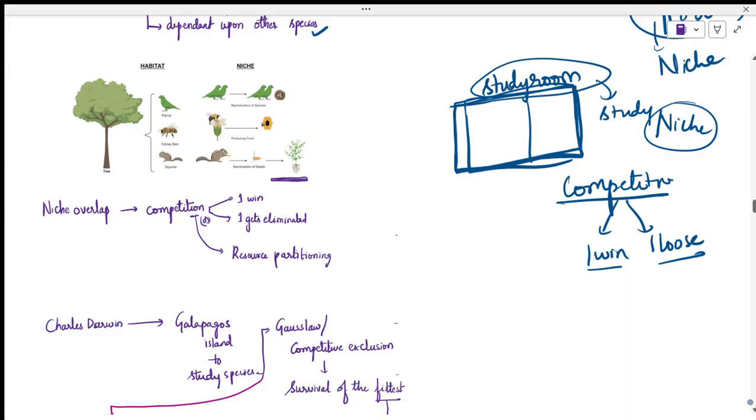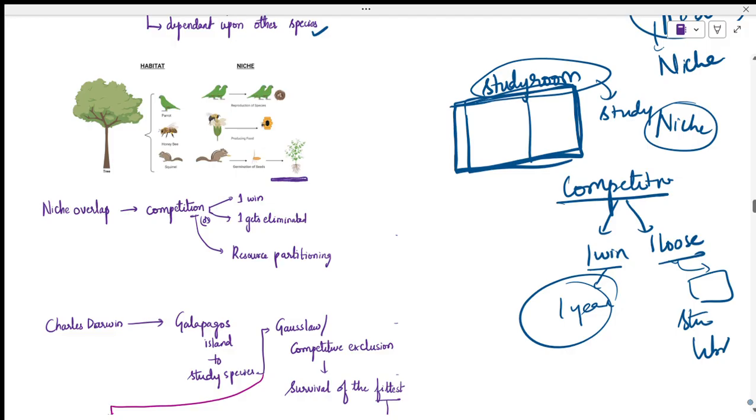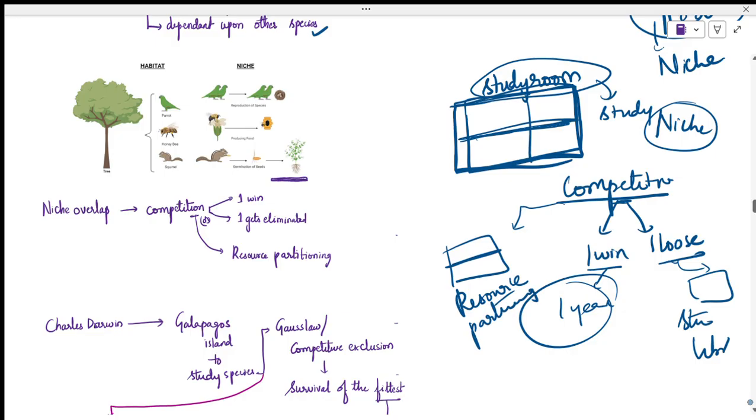So I'll be telling him that I've been studying here for 1 year, so it is my room and I cannot share. My brother will lose and he will be joining the study hall or library in the village. If not, there is one more option: I can break this room down into two cabins, and this is called resource partitioning. So one thing is to send him out, another is to break the room into two parts, and I can study here and he can study there accordingly.